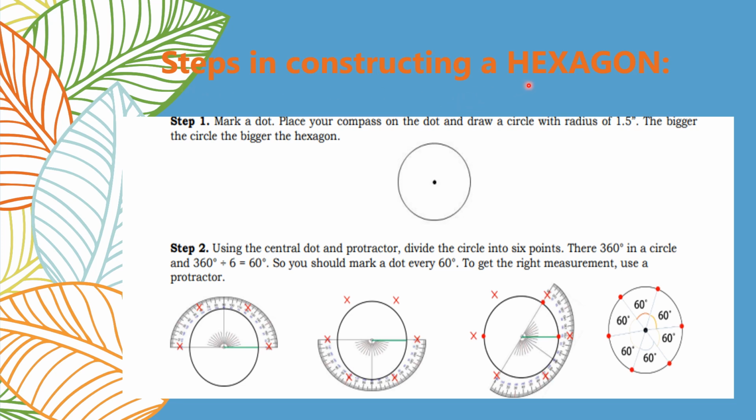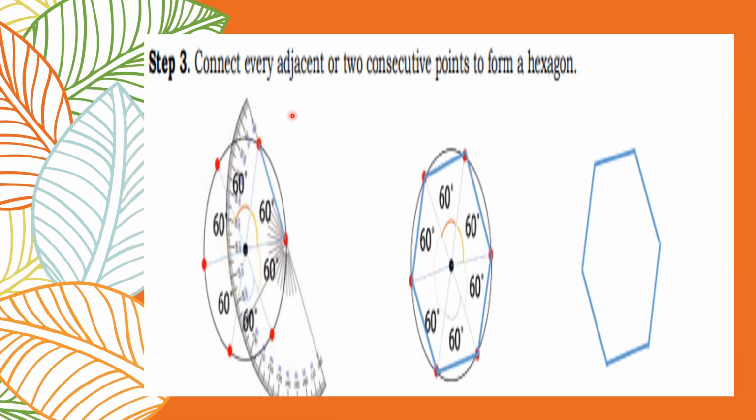So here are the steps in constructing a hexagon. First, mark a dot, place your compass on the dot and draw a circle with a radius of 1.5 inches. The bigger the circle, the bigger the hexagon. So you have to start from the dot and then form a circle. Using the central dot and protractor, divide the circle into 6 parts. A circle has 360 degrees, so 360 divided by 6 is 60 degrees. You should mark a dot every 60 degrees, like this. To get a right measurement, use a protractor. Then connect every two consecutive points to form a hexagon. You have to connect all of them, and just like that, you have the hexagon.